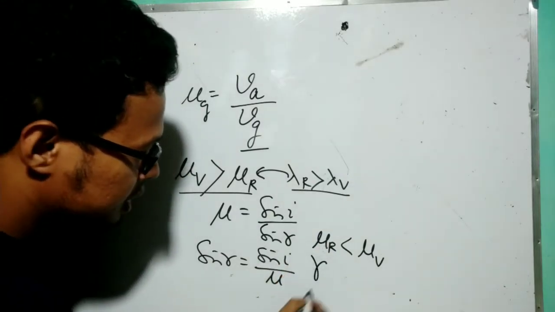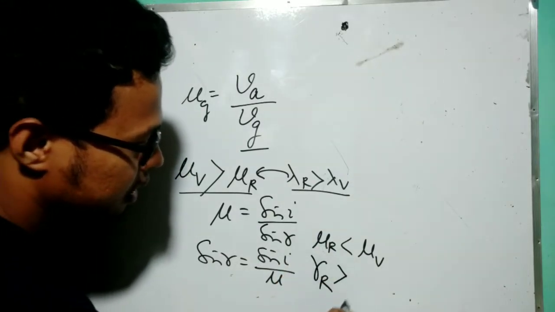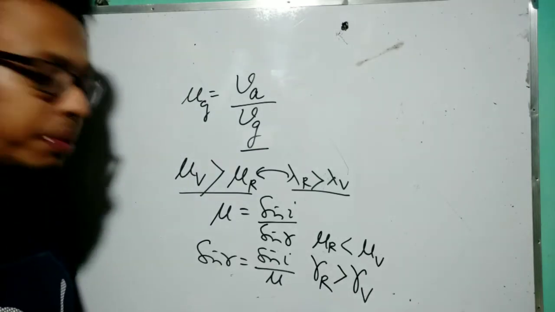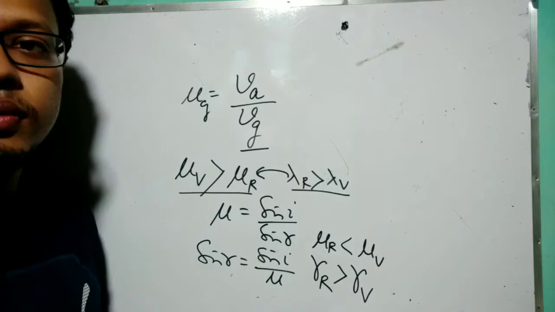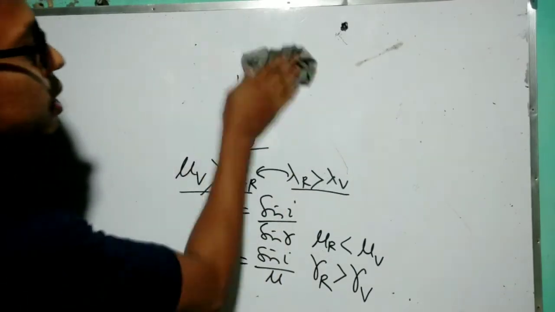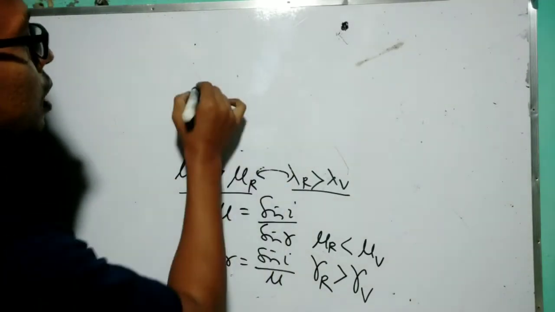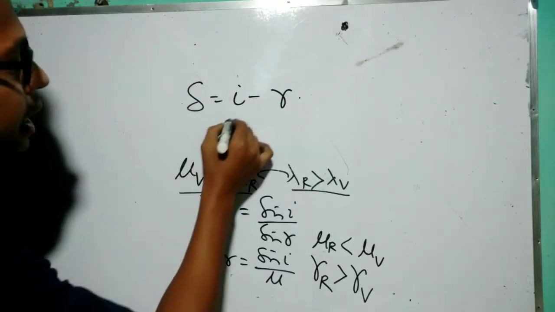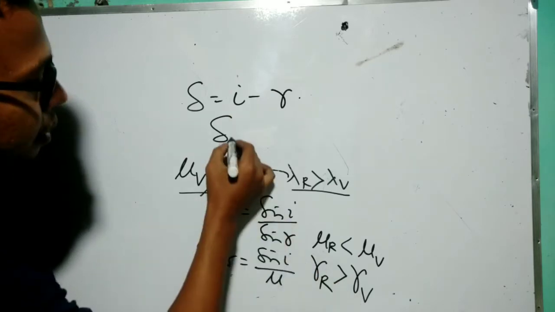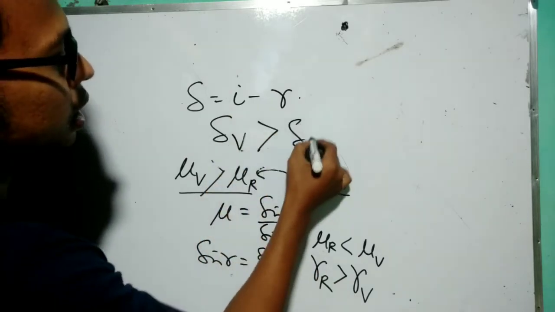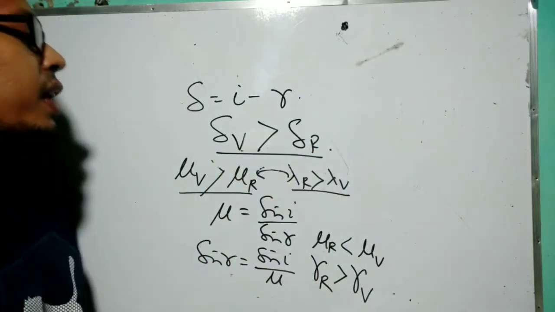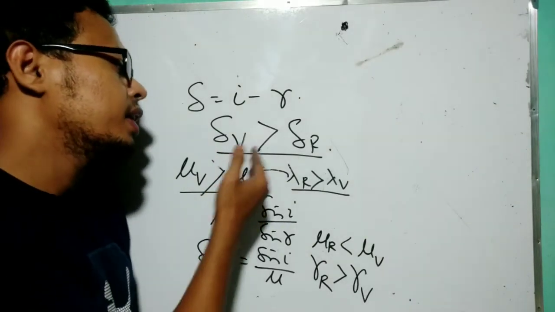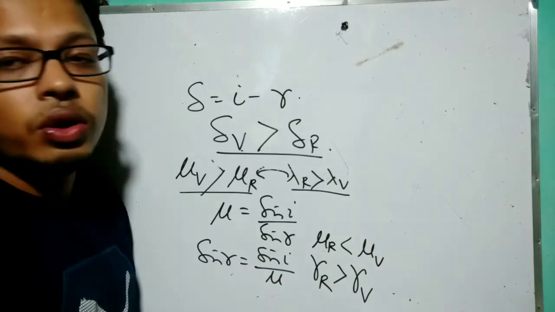So the angle of refraction for red color is greater than the angle of refraction for the violet color, because they are inversely proportional. So from the equation delta equals i minus r, we can write that delta v is greater than delta r. From here we can also find out that the angle of deviation for violet is greater than the angle of deviation for the red color.